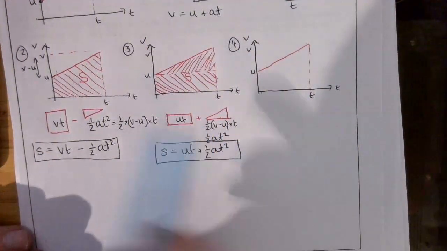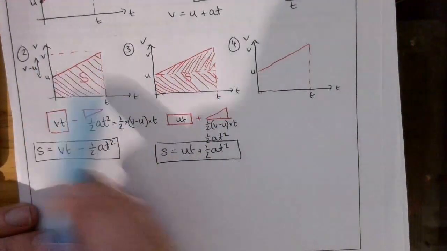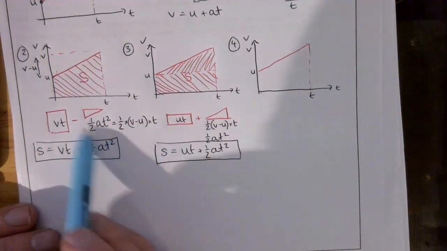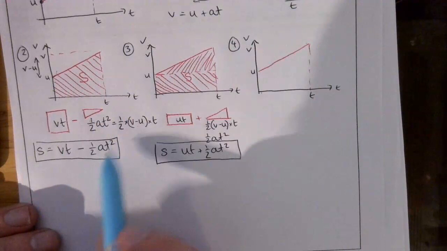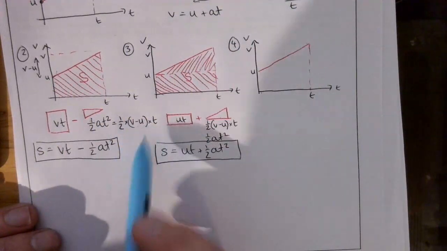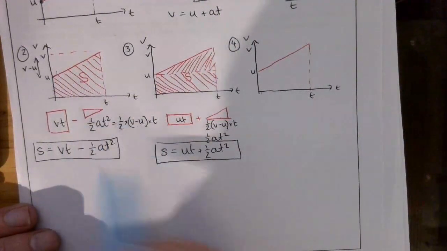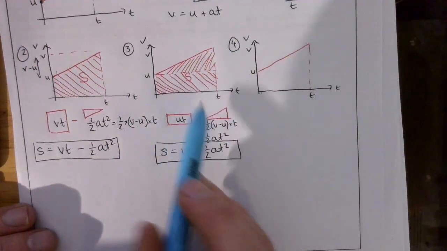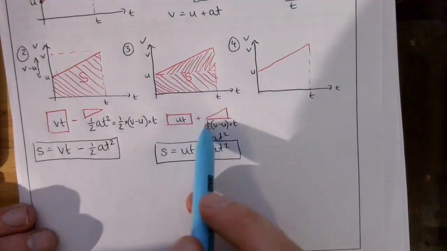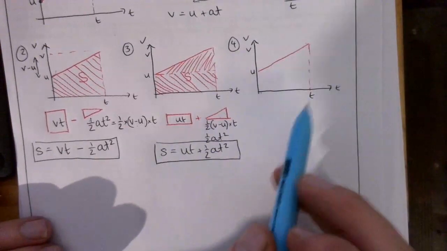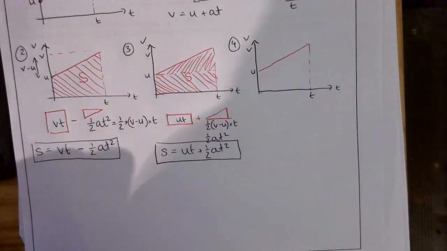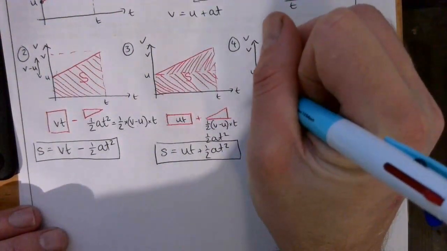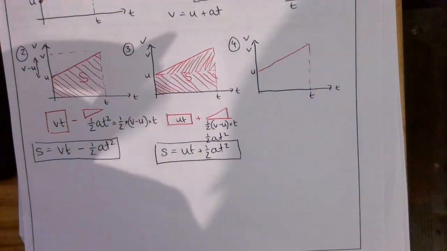So, first one, large rectangle minus small triangle, and then using the first equation just to substitute in for v minus u to get this form of half at squared. Same thing on the second one, but with a smaller rectangle, and then adding on the triangle. And then with the third example, we're going to do something slightly different. We're going to use the trapezium rule.